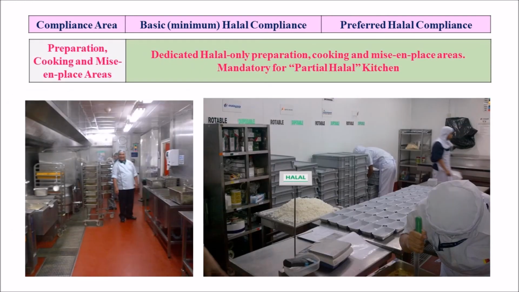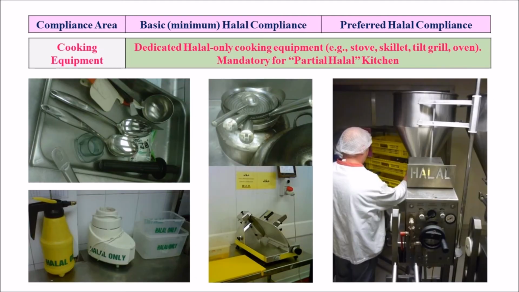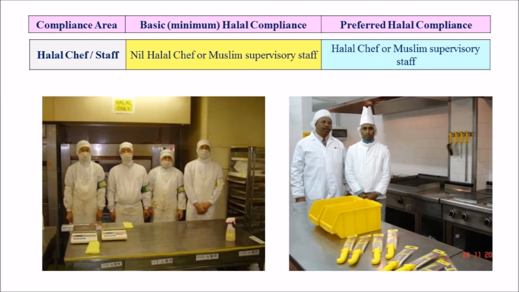Okay. Preparation, cooking, and some place areas. Dedicated halal only area preparation, cooking, and some place. All right. Yeah, here you see the equipment all. This is some kitchen in overseas in Europe. It's mandatory for partial halal kitchen. You need to have signage labeling to show that it's for halal use only.